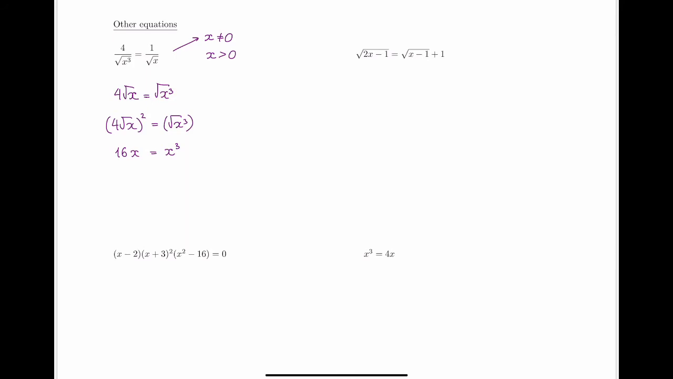Okay, once I have that, I'm going to move everything onto one side. So I'm going to subtract 16x from both sides, and I'm going to get x cubed minus 16x equals 0. Once I'm here, I'm going to factor this out. So I can see that I can take out x, and I'm going to have x squared minus 16 left.